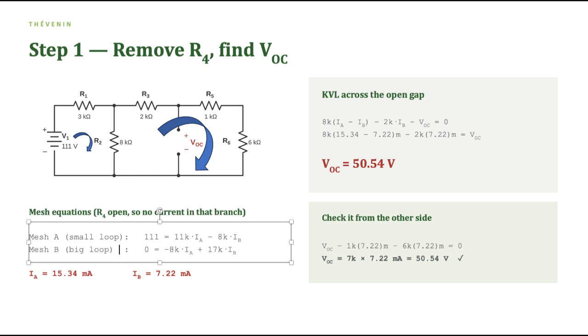Now walk KVL across the open gap and pick up V open circuit. 50.54 volts. Since no current enters the gap, I_B simply flows through R5 and R6 in series. So V open circuit is just 7 kilohms times 7.22 milliamps. Same answer, one line, no mesh walk. Two independent routes to the same number. That is how you check yourself under exam pressure, not by redoing the same calculation, but by taking a different path to it.